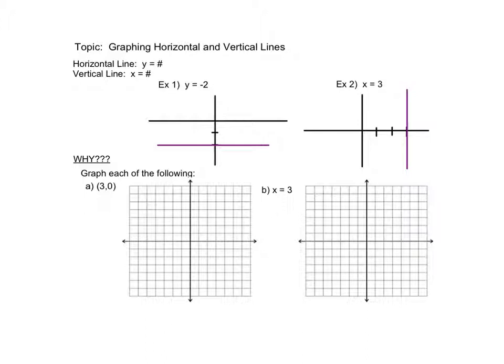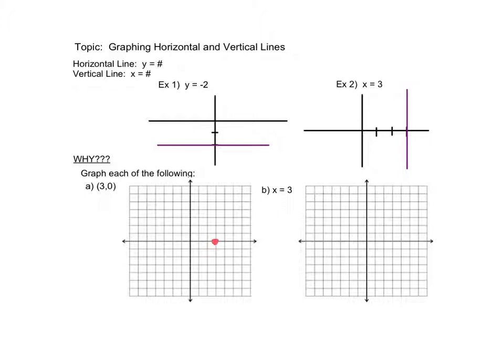Usually what I see people do when they get an equation like x equals 3 is they want to plot a point where x is 3 and be done with it. But an equation represents a graph, not just a point. A point is represented like this. If I wanted to graph the point (3, 0), that tells me to go over 3 on the x-axis and up 0 on the y-axis, and that would be my point.